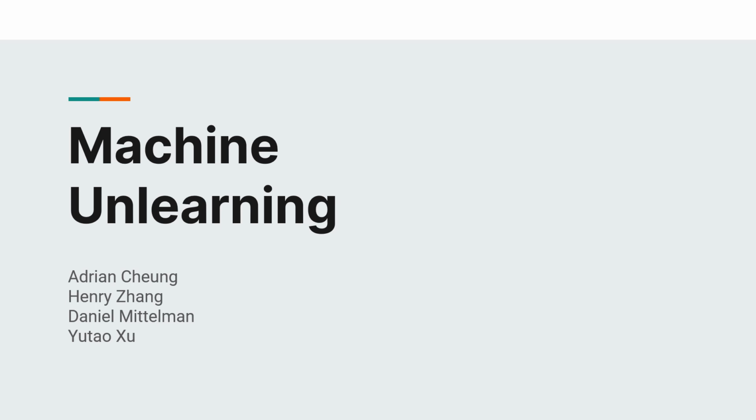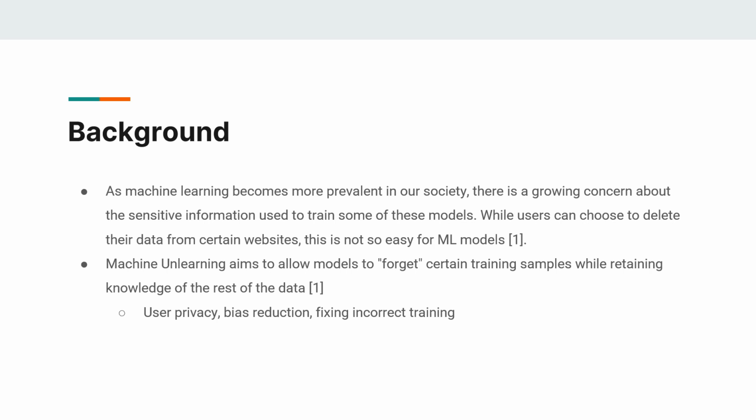Okay, our project is about machine unlearning. As machine learning becomes more important in society, we've got more concerned about the information that's used in training. While people can delete their information from websites and databases, you can't really delete your data from a machine learning model. Machine unlearning aims to allow models to forget certain samples while remembering the stuff they learned from the rest of the data. This has applications in user privacy, reducing bias, and fixing incorrect training.